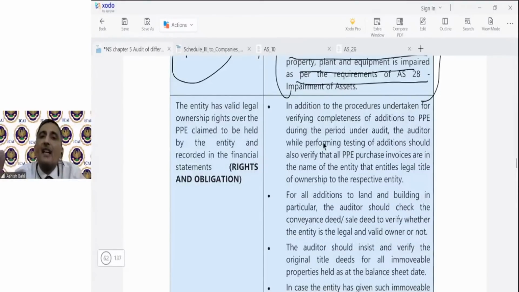In case the company has purchased some land, then obviously you would be verifying the title deeds of the land, whether these are in the name of the entity. Because when the title deed is in the name of the entity, then the entity has a legal right over it, which in normal language we call registry. So these things establish that the entity is the legal owner, that it has an ownership right over that asset.